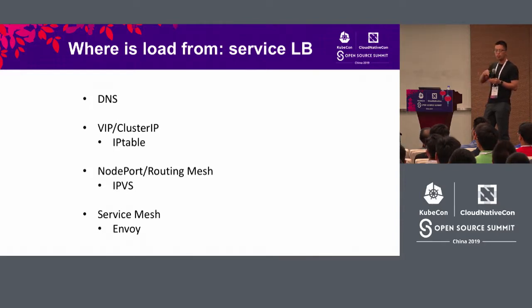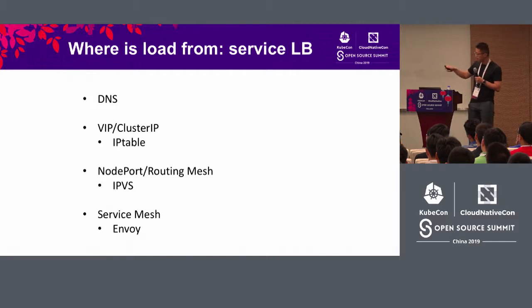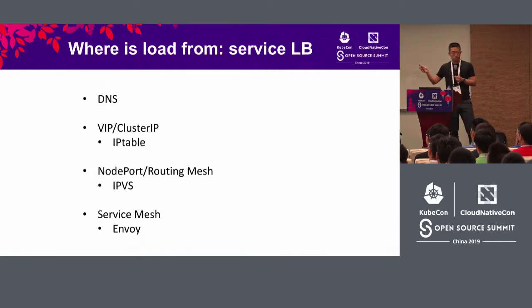And when you send a request to either one of the VMs, they can be routed to the same set of containers. It's called nodePort in Kubernetes or routing mesh in Docker Swarm. They are mostly implemented by something called IPVS, which I'm going to demonstrate how to use later with a bunch of details. Of course, service mesh can be used here.